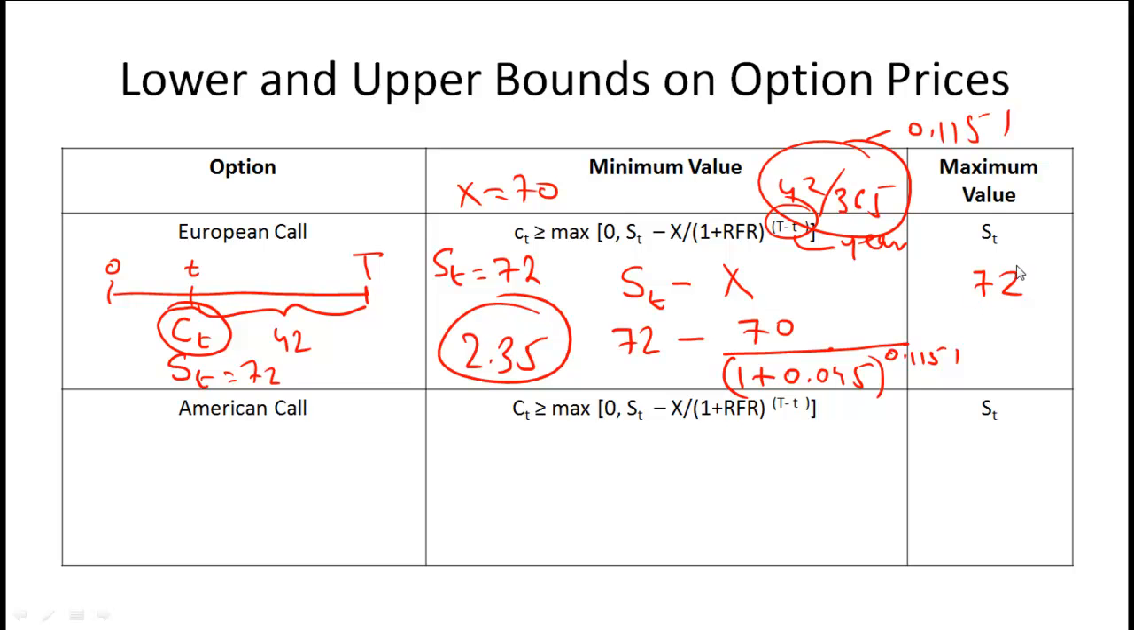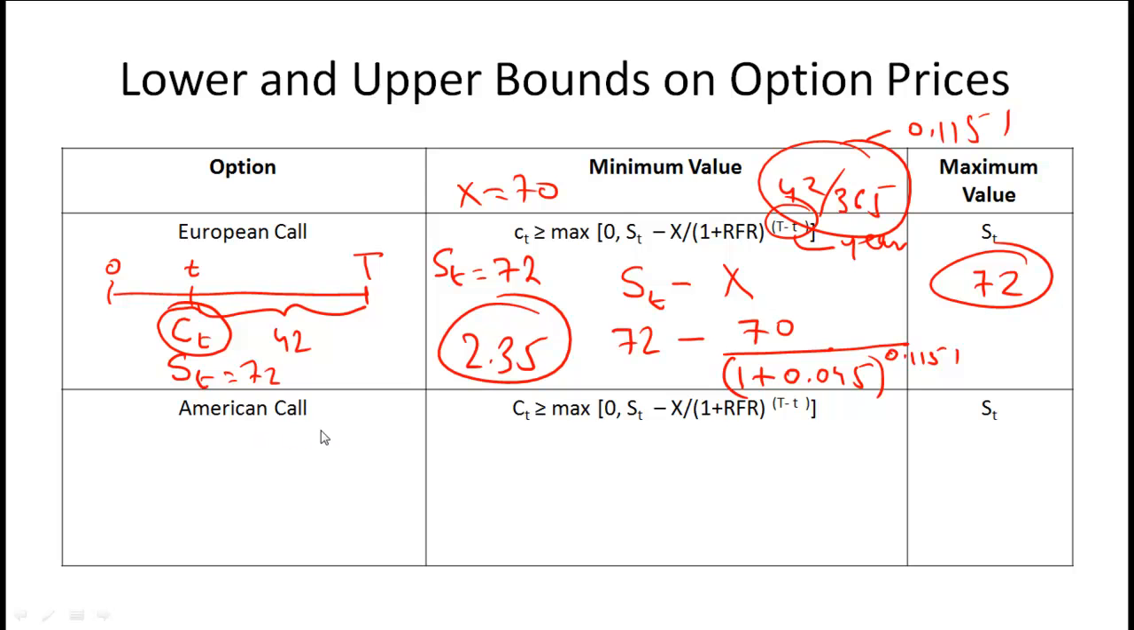Now this is a huge range, so essentially we are saying the range is between 2.35 and 72. Obviously that's not overly helpful, but nevertheless in level 2 we will figure out exactly what the value is. For now, as long as you understand how to calculate the minimum value, that is good enough.